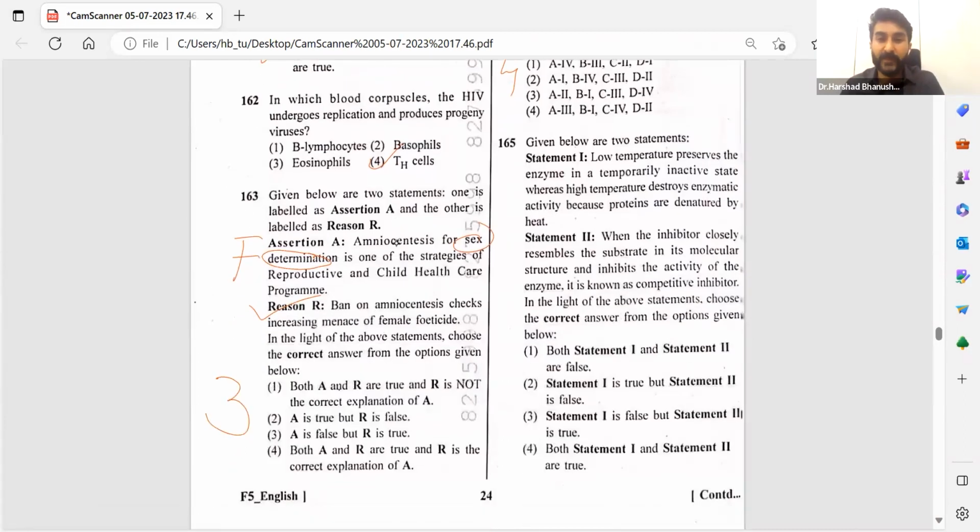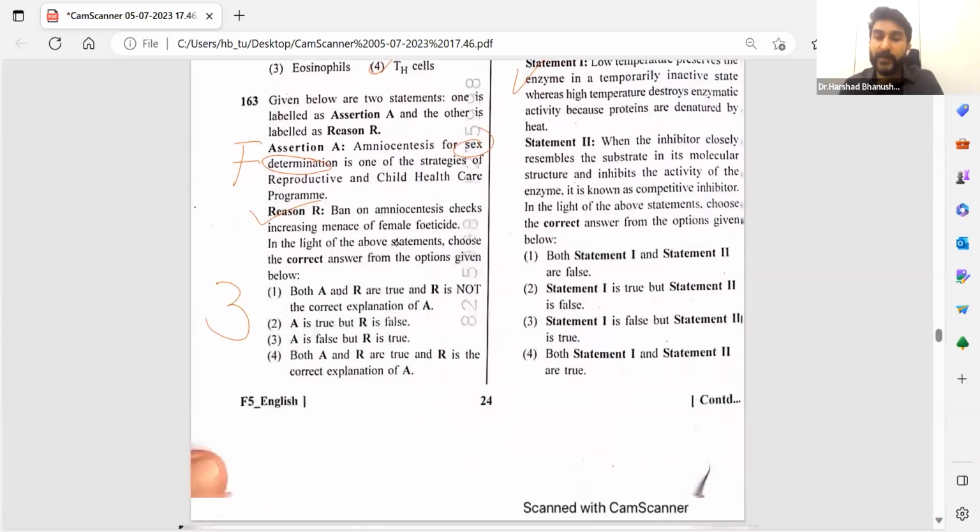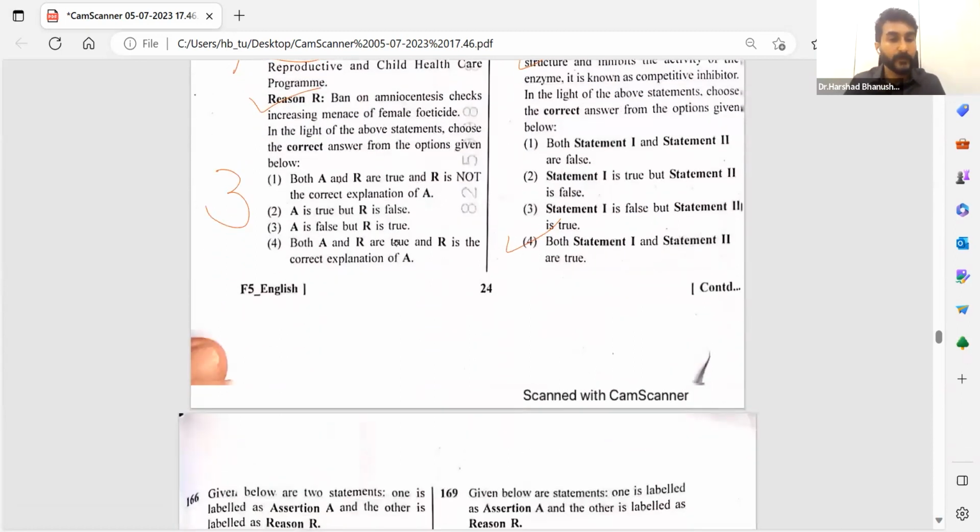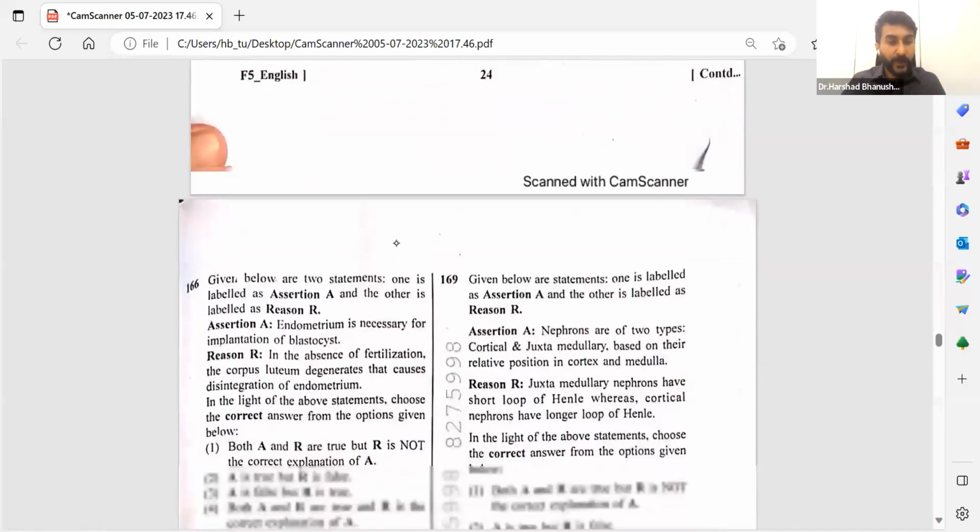Low temperature preserves the enzyme in temporarily inactive state, whereas high temperature destroys enzymatic activity because proteins are denatured by heat. That's a correct statement. When inhibitor closely resembles the substrate in its molecular structure and inhibits the activity of the enzyme, it is known as competitive inhibition. It's a correct statement. Both the statements are correct. I would mark option number 4. We go to the next question.